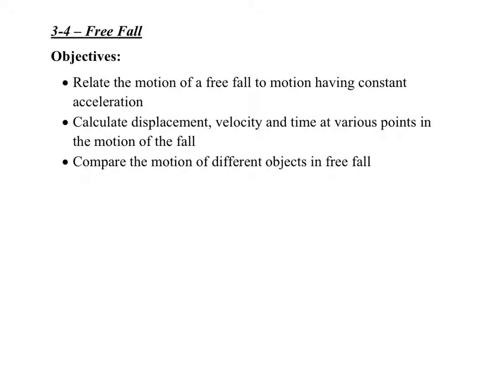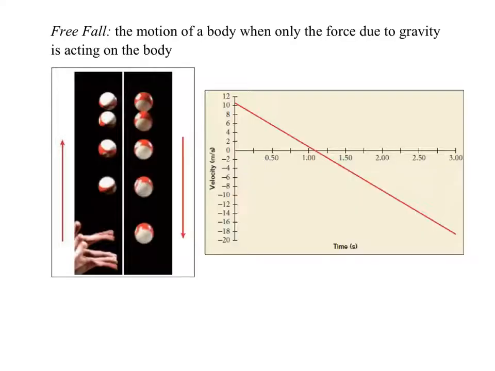So we're going to do three things. We're going to talk about the motion of free fall and being a constant acceleration while in that motion. We're going to talk about displacement, velocity, and time, the three things we've been mentioning. And then we'll talk about different objects in free fall and how they compare. So let's start with the first slide here.